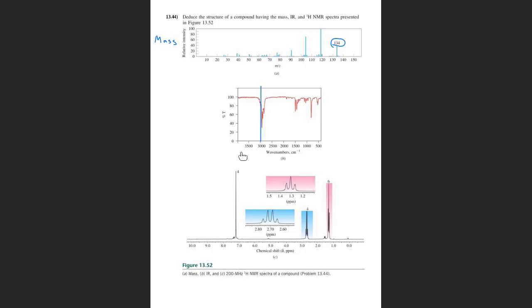Now, if I look back up here at our mass spectra, are there any signs of a chlorine or a bromine in this particular mass spectra? Any chlorines or bromines here? Do we take into account those two little bars to the right of 134? Those two little bars to the right are what are referred to as M+1 and M+2 peaks.